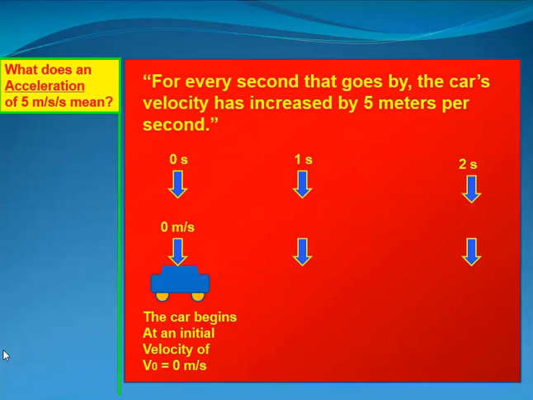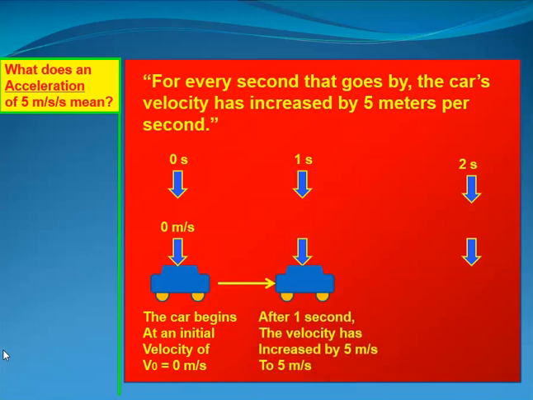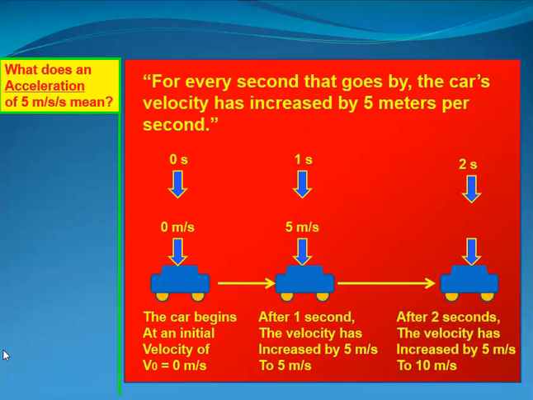So let's say at 0 seconds the car is not moving, it's going 0 meters per second. So it begins at an initial velocity, v0, of 0 meters per second. After 1 second, the velocity has increased by 5 meters per second. That's an acceleration of 5 meters per second squared. So now it's going 5 meters per second. How fast will it be going at 2 seconds? Well, after 2 seconds, the velocity has increased by another 5 meters per second in that interval between 1 and 2 seconds. So now it's going 10 meters per second. So that's what acceleration is. It's an increase in the velocity, or a change in the velocity.